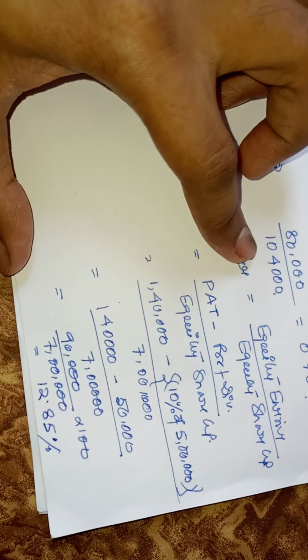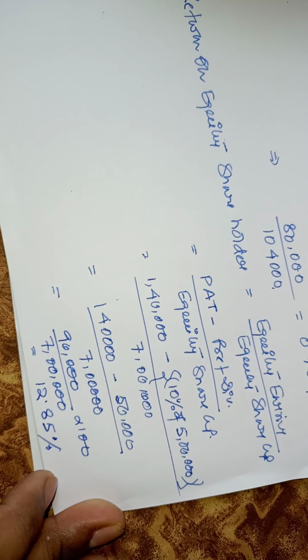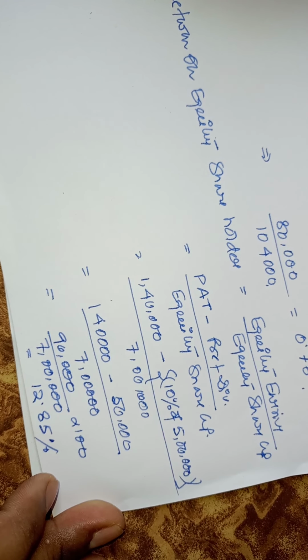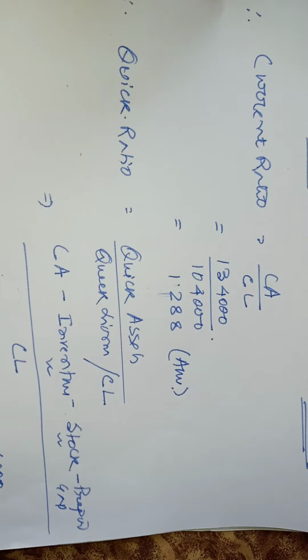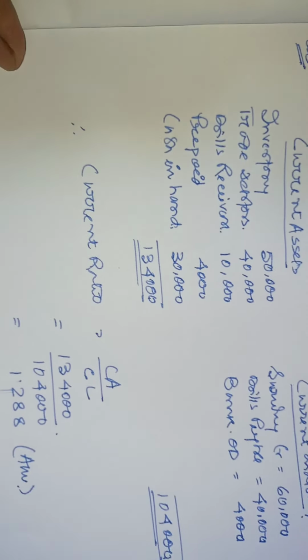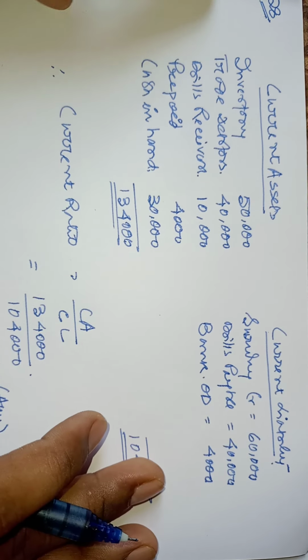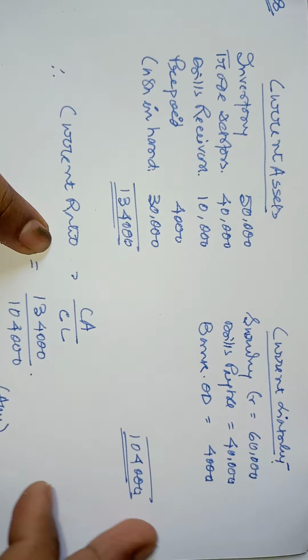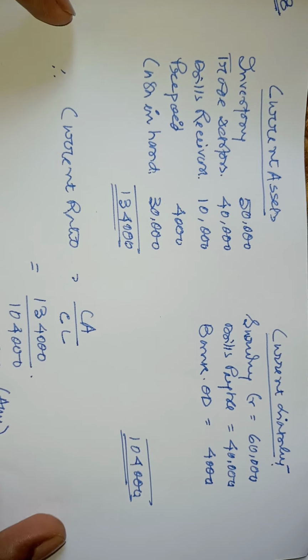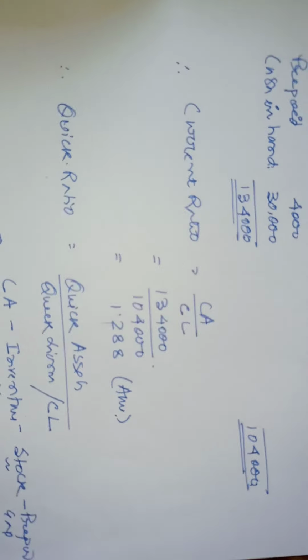So hope student you will understand these practical questions. Whenever in ratio analysis, our first motive is to find out the total current assets and the total current liabilities. Thank you so much.